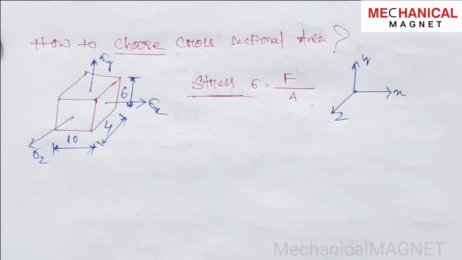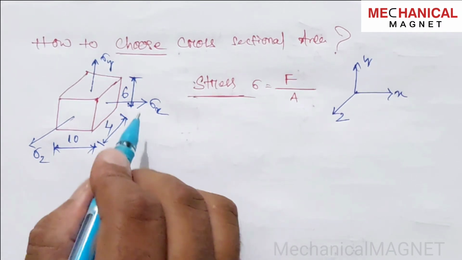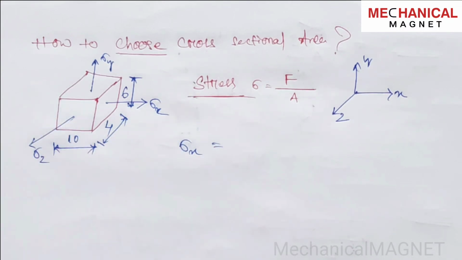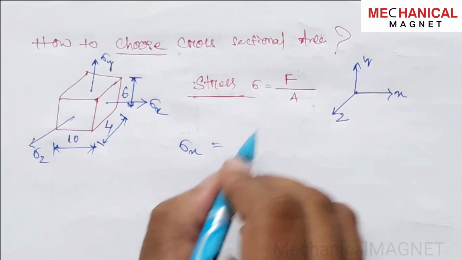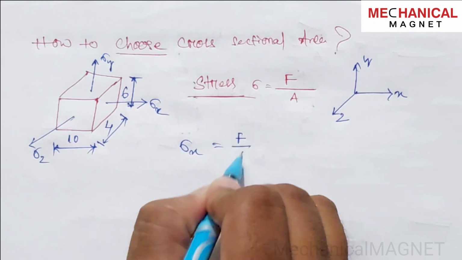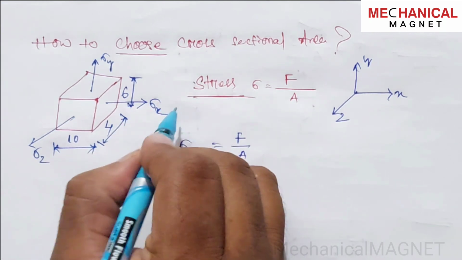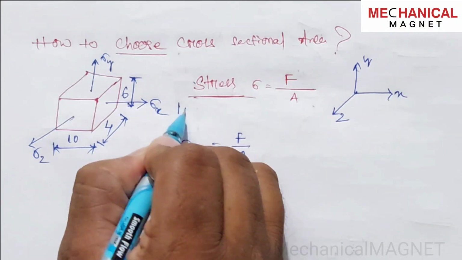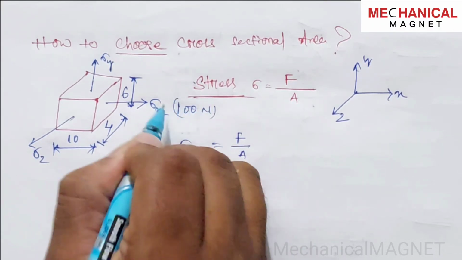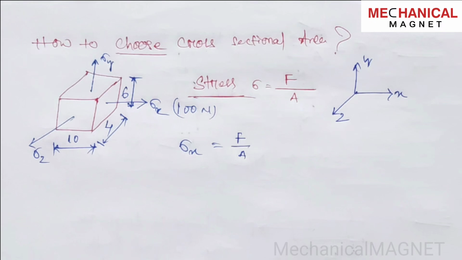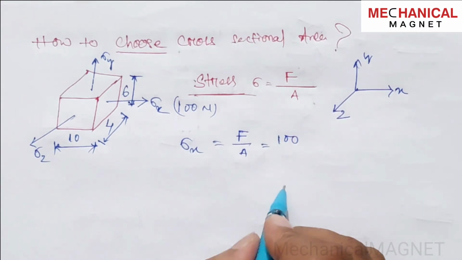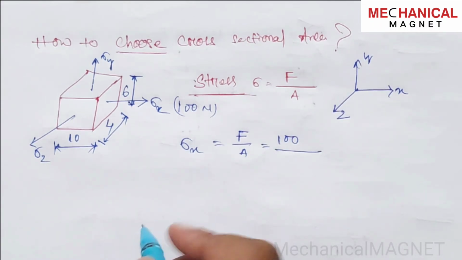Okay, so first of all, how to find out sigma x? Sigma x means the stress at the x-axis. Okay, that formula is F by A. Suppose the force is 100 Newton. Okay, 100 Newton applied in this sigma x. We have to write the internal resisting force is given as 100 Newton, by the cross sectional area.